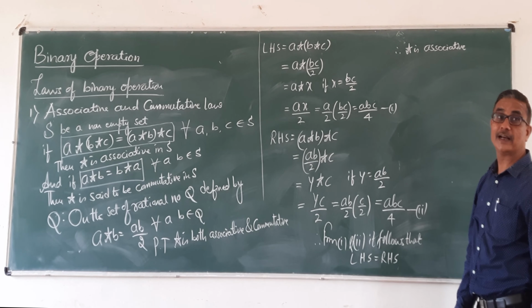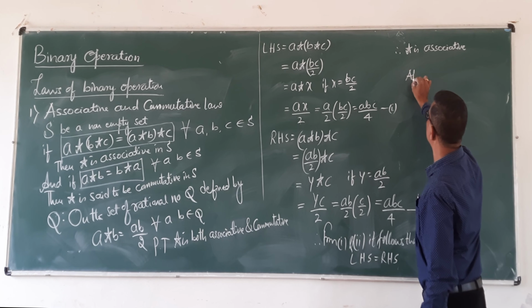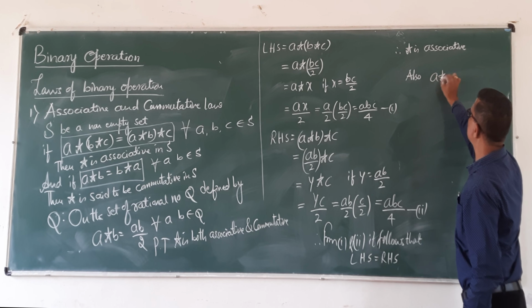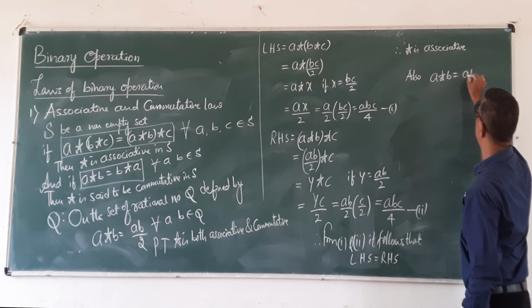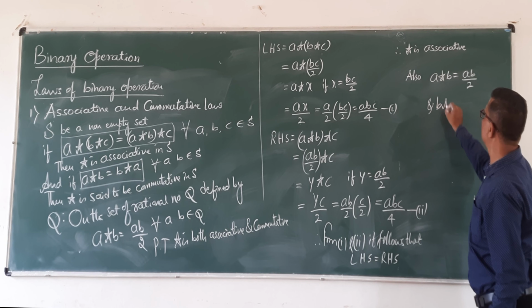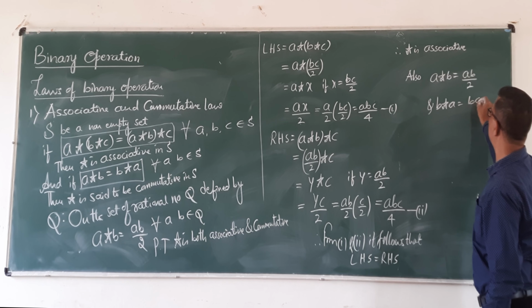Also to prove that it is commutative. The commutative property: A star B equals B star A. Now, the LHS, A star B, what is A star B? That is given as AB by. What of B star A? B star A is equal to BA by.